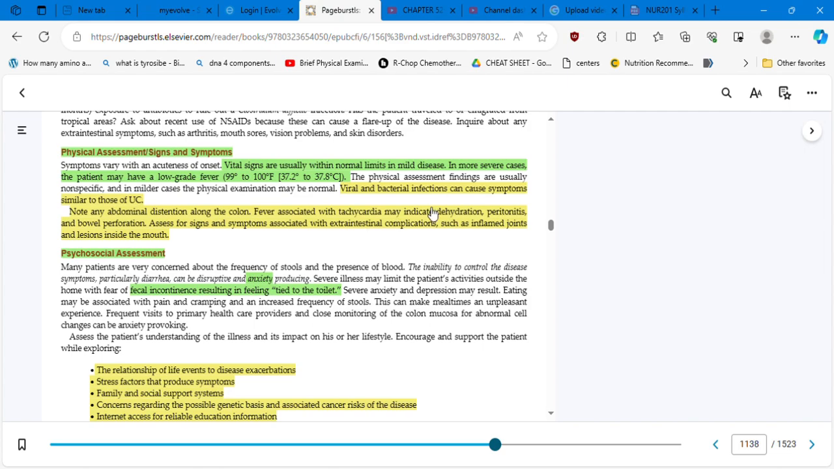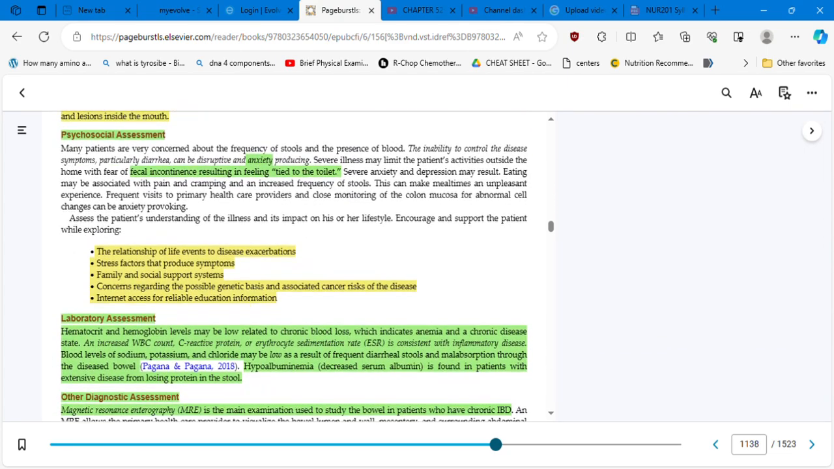Viral and bacterial infections can cause symptoms similar to those of UC. Note that abdominal distension along the colon, fever associated with tachycardia may indicate dehydration, peritonitis, and bowel perforation. Assess for signs and symptoms associated with the extraintestinal complications such as inflamed joints and lesions inside the mouth.